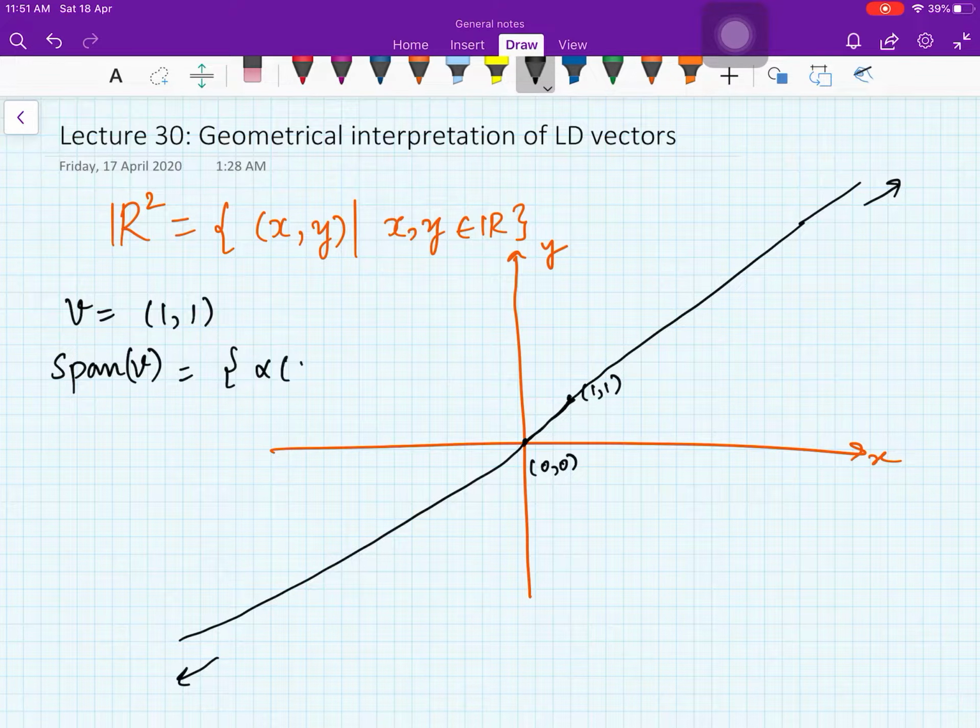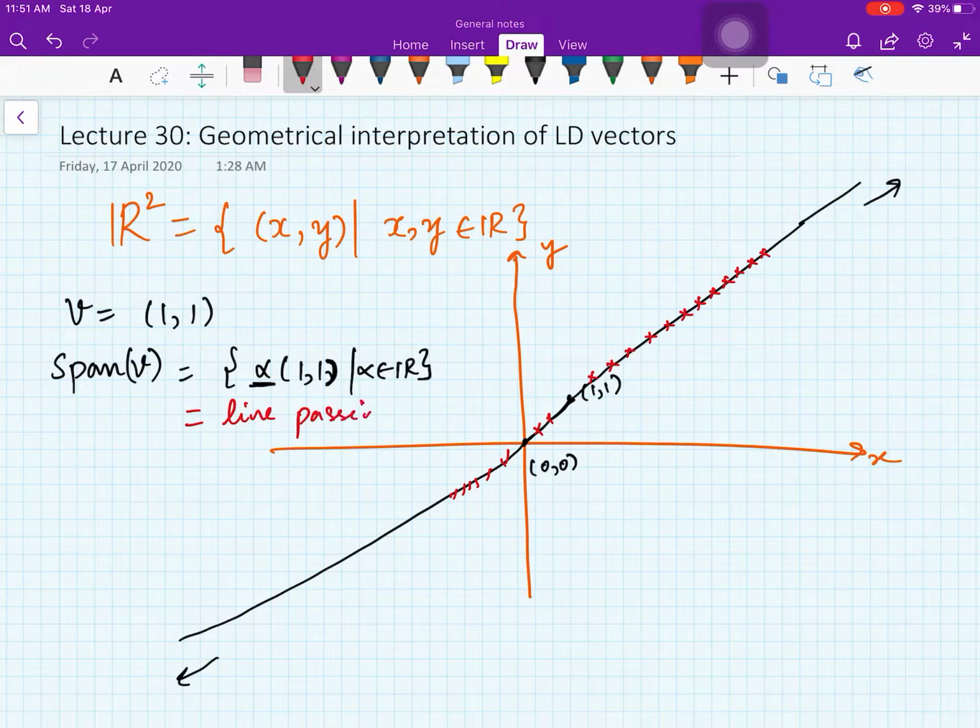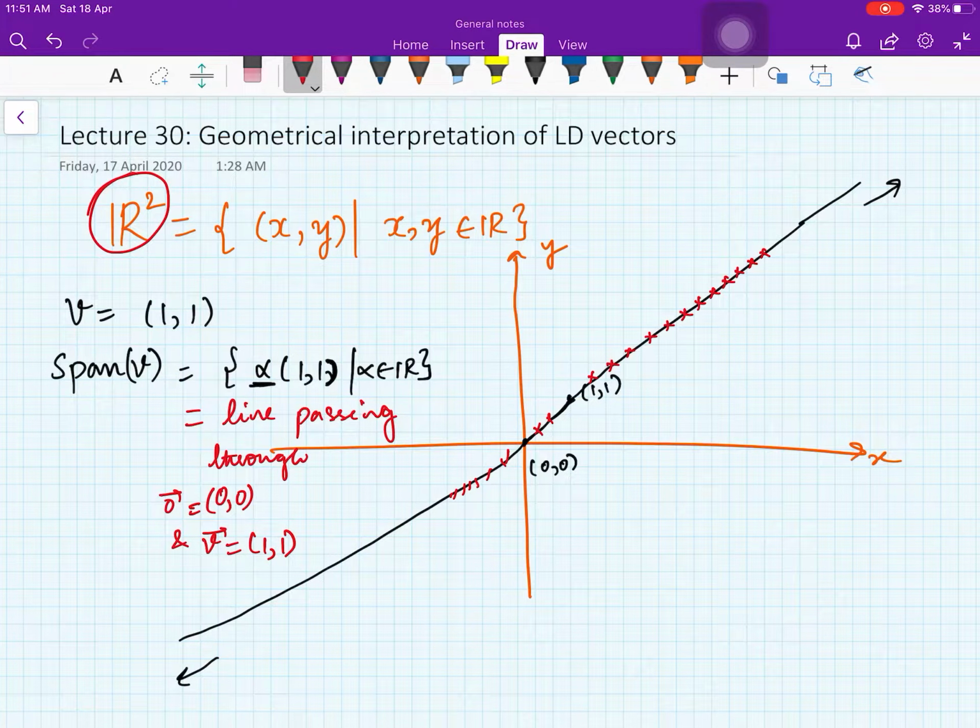What is the span of this vector? Span of v is all the scalar multiples of (1, 1). And obviously for different values of alpha, you can cover the whole line. So this particular thing is the line passing through the (0, 0) vector and your v vector, which is (1, 1) here.